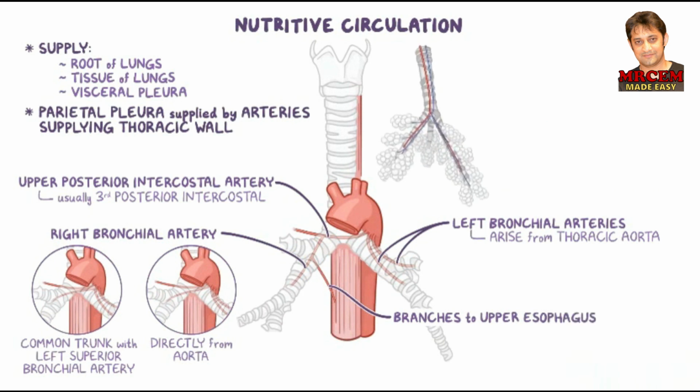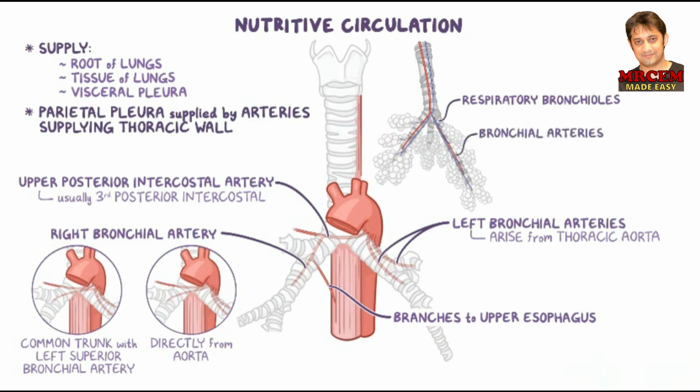The bronchial arteries pass on the posterior aspect of the main bronchi and supply all the branches as far as the respiratory bronchioles. The most distal branches of the bronchial arteries anastomose with branches of the pulmonary arteries in the walls of the bronchioles, and also in the visceral pleura.